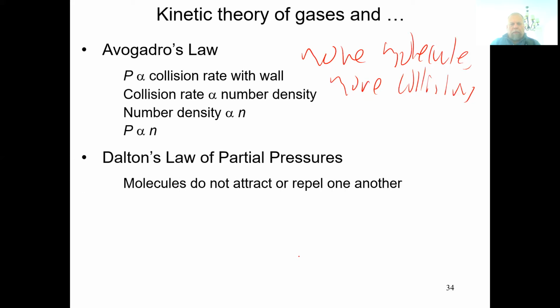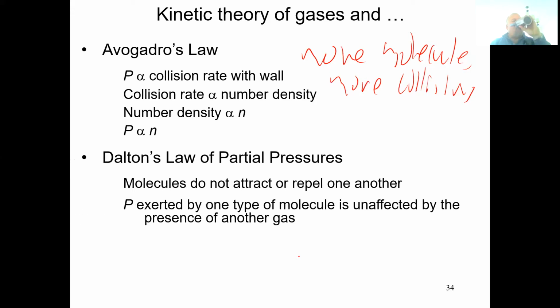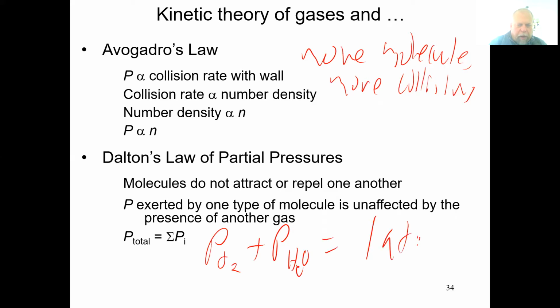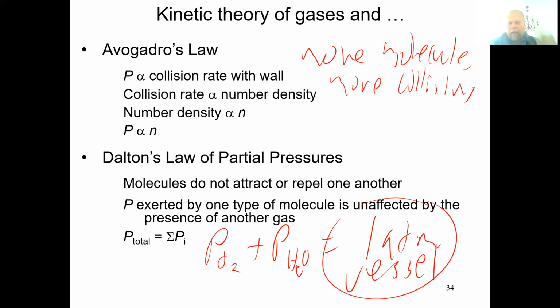And then Dalton's law of partial pressures, which you're doing in the lab this week. The pressure exerted by one type of molecule is unaffected by the presence of another gas. So you add the two different pressures together. And basically what you got to have, like this week, is the pressure of the oxygen plus the pressure of the water vapor equals 1 atmosphere in your vessel. So that's the key thing that you're dealing with in this week's lab.